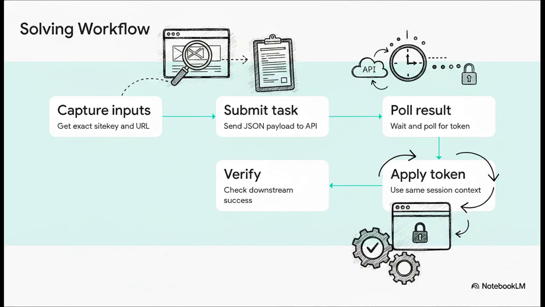Step 1, capture the required CAPTCHA inputs. Nothing more, nothing less. Step 2, submit the task. Step 3, poll for your result. Step 4, and honestly, this is where a lot of people mess up, apply the token. And finally, step 5, verify downstream acceptance. Stick to this structure and you are guaranteed to get predictable latency and, just as importantly, really clear failure modes.